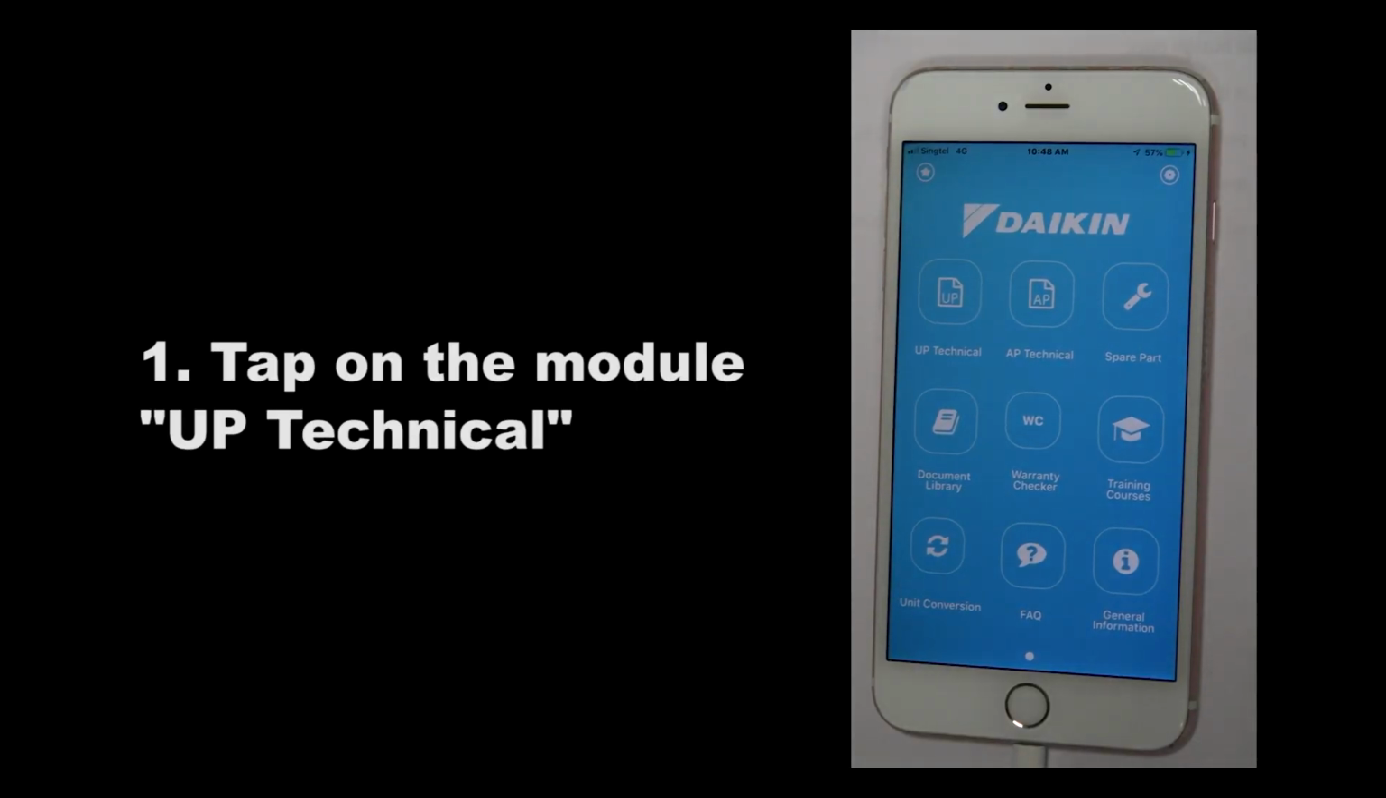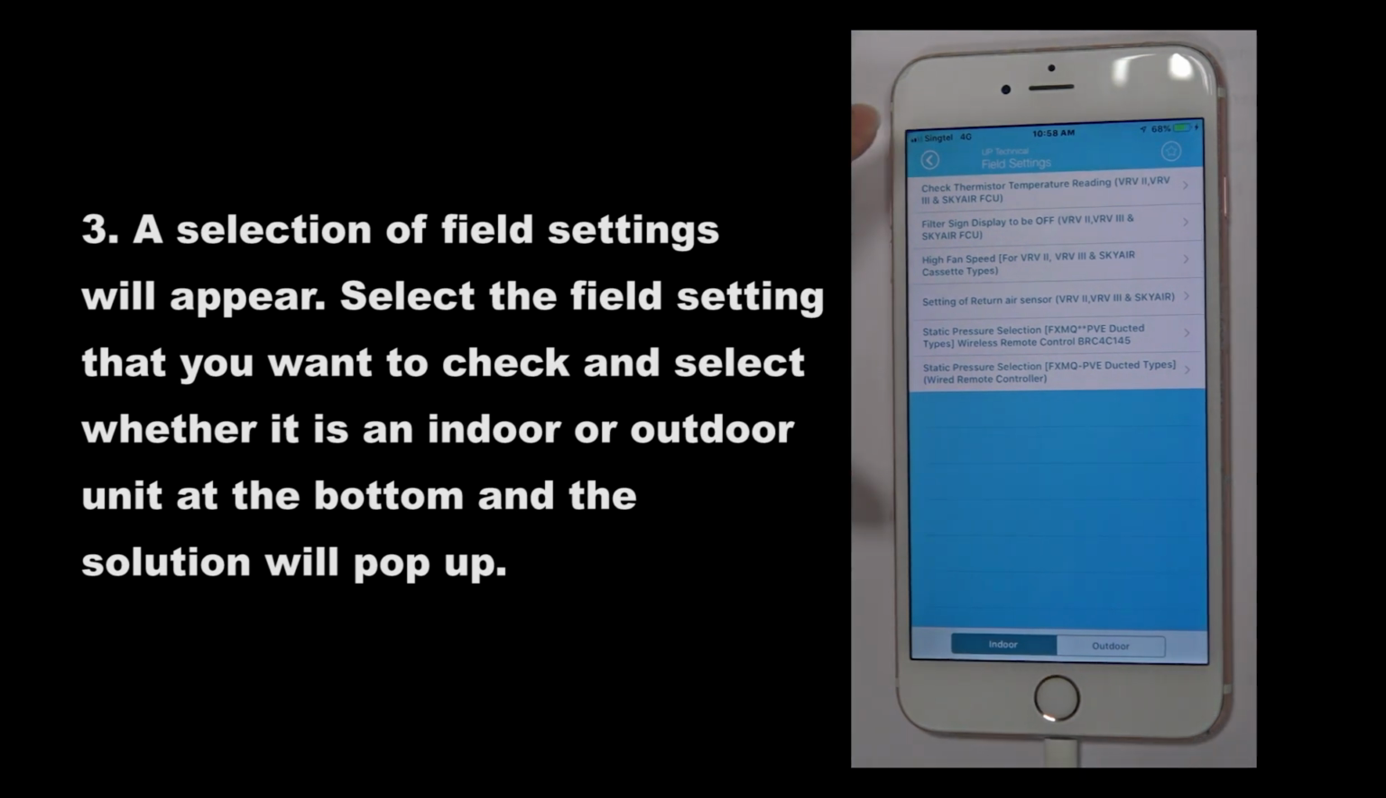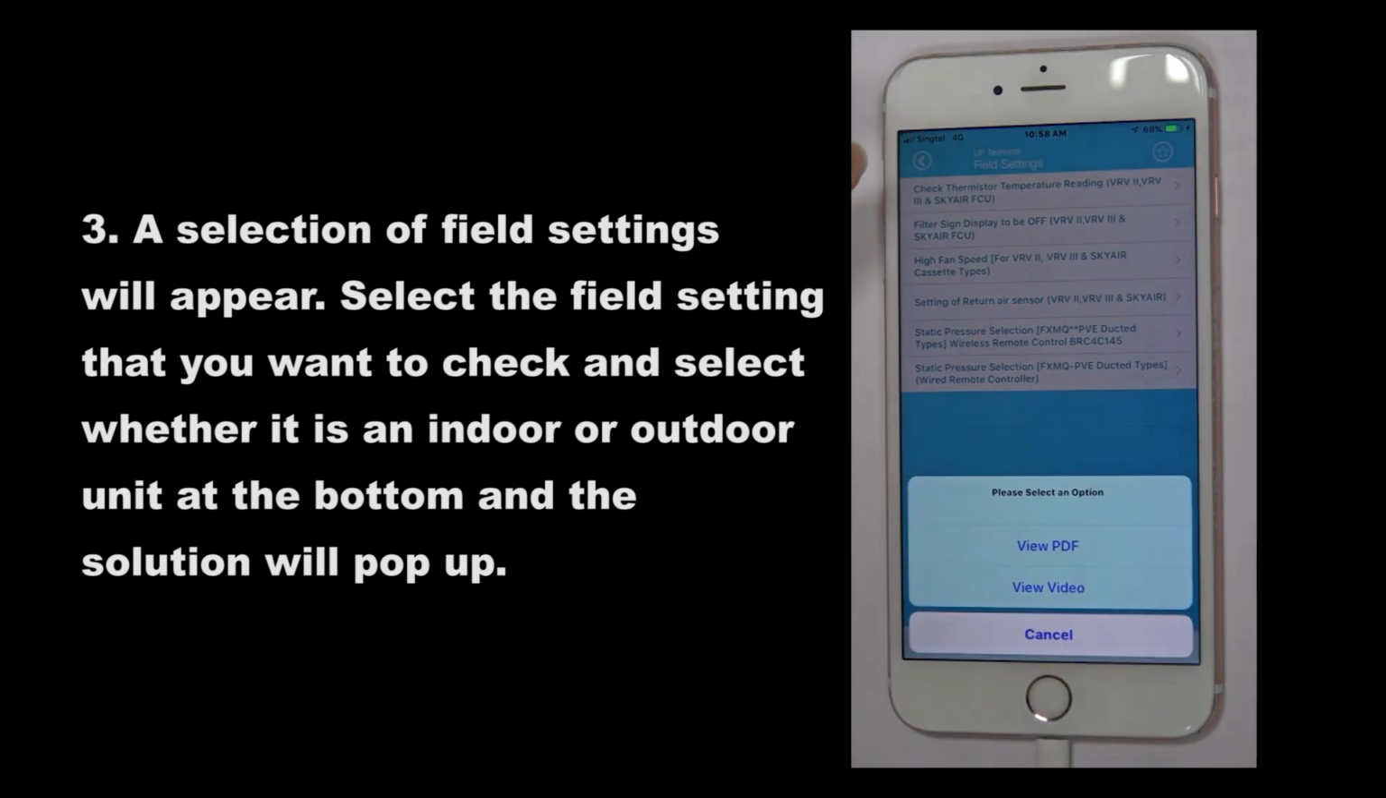How to check for field settings on the app. Tap on the module UP Technical. Press Field Settings. A selection of field settings will appear. Select the field setting that you want to check and select whether it is an outdoor or indoor unit at the bottom, and the solution will pop up.